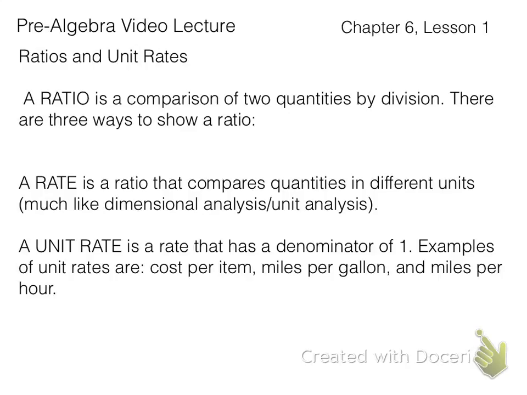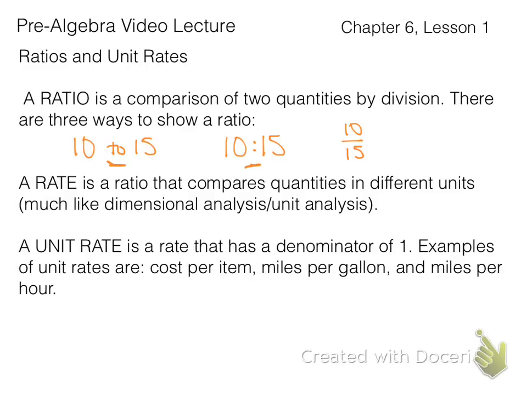Alright, ratios, unit rates. A ratio is a comparison of two quantities by division. There are three ways to show a ratio: 10 to 15, 10:15, and 10/15. The first way is using the word "to." You can also use a colon or a fraction bar, which is a division bar.